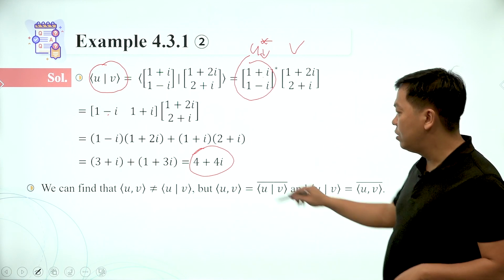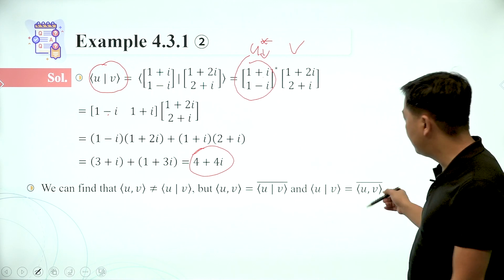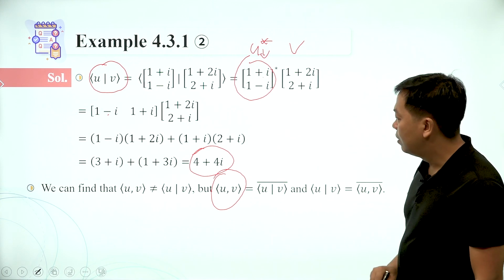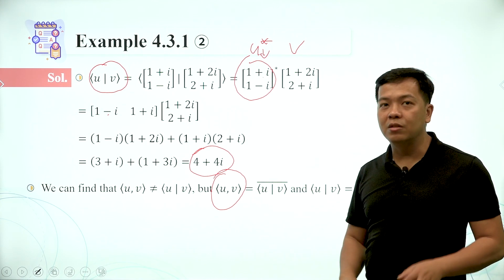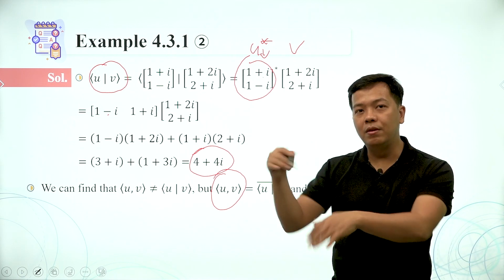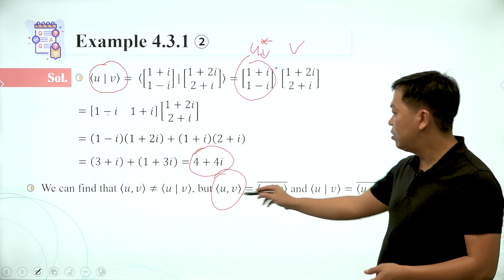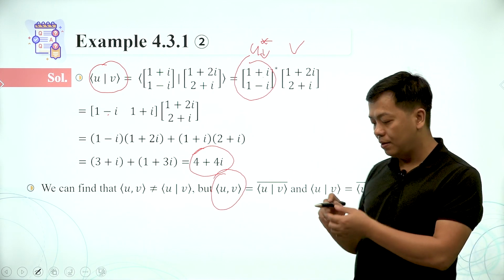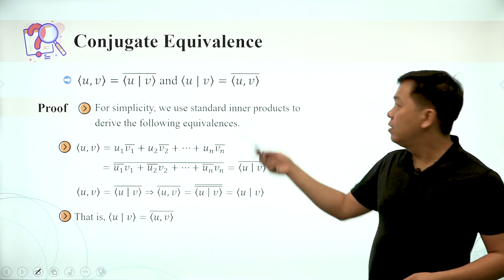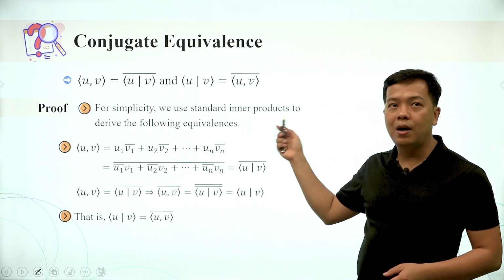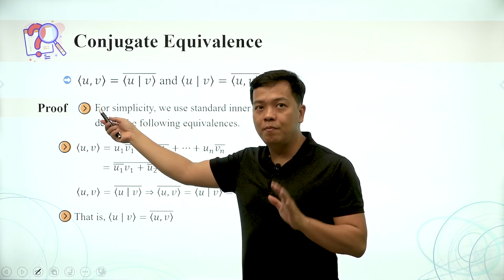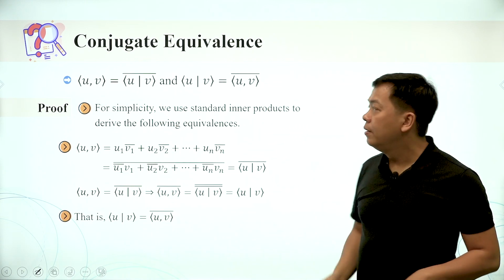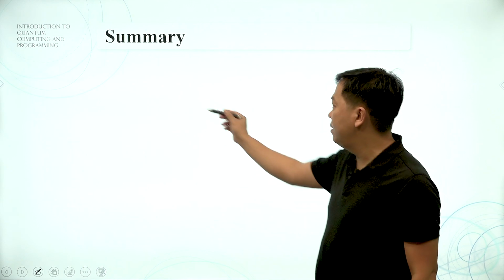But if we conjugate the value and reverse it back, you can see the traditional inner product of the vectors is equal to the conjugate of the quantum one. It's not equal to each other, but it's equal to the conjugate of the part. So this is the conclusion: we have a relationship between the traditional version and the quantum version. That is actually the most important part.